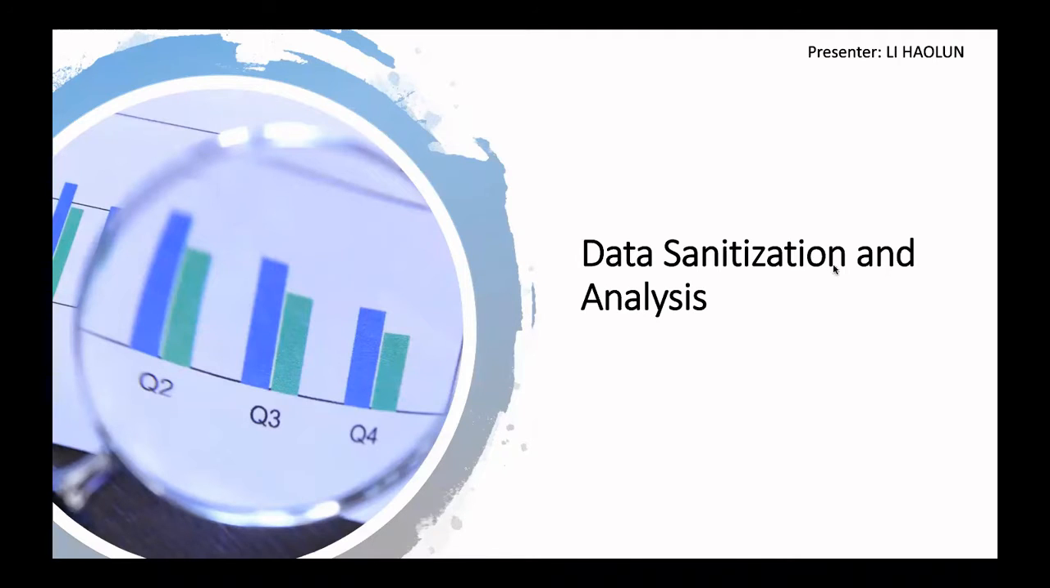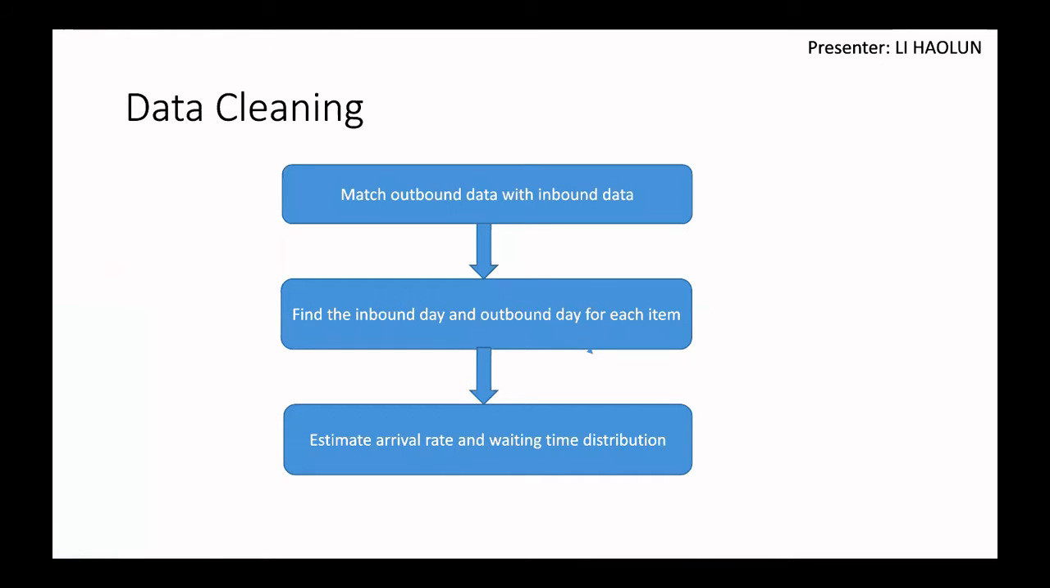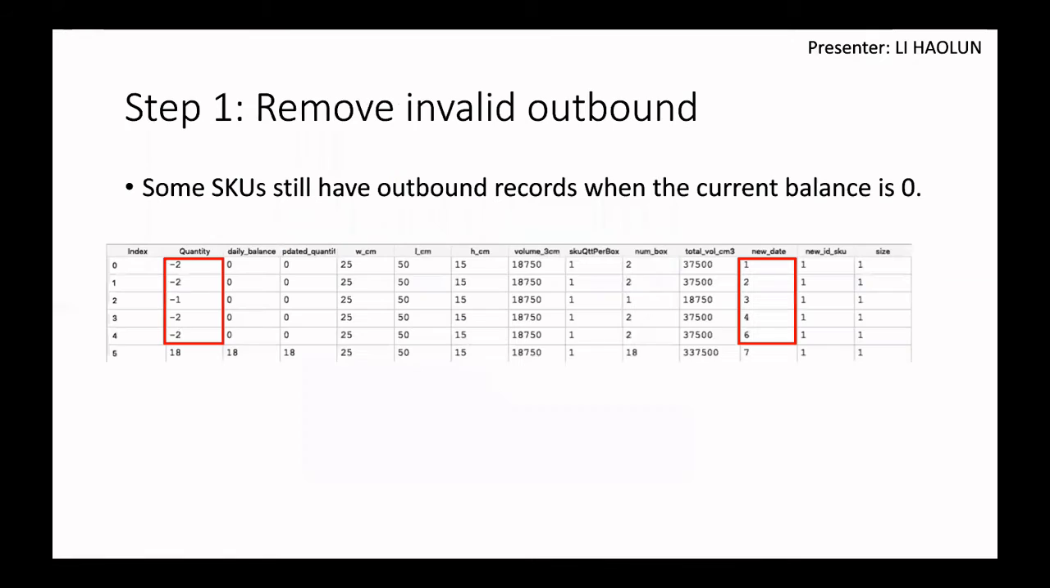Thanks, Yiyun. Now I will share the part on data sanitization and analysis. Firstly, as we can see from the original data, it is real inbound and outbound data with the key information of the quantities, SKU ID, and the volume, as well as the date. Then our process is that we firstly want to match the outbound data with the inbound data. Then we want to find the inbound date and the outbound date for each item. Then we know the waiting time as well as the arrival rate. Then we will estimate the approximate arrival rate distribution and the waiting time distributions.